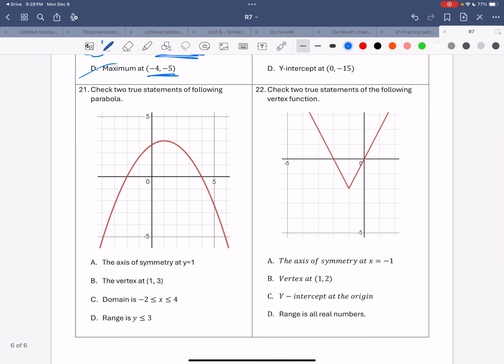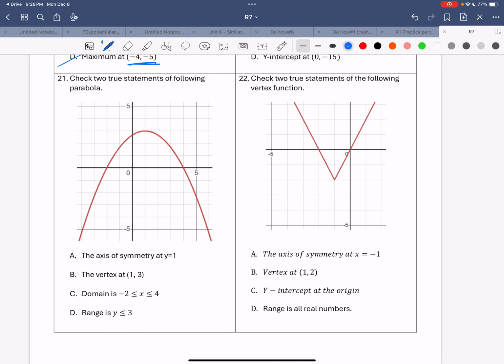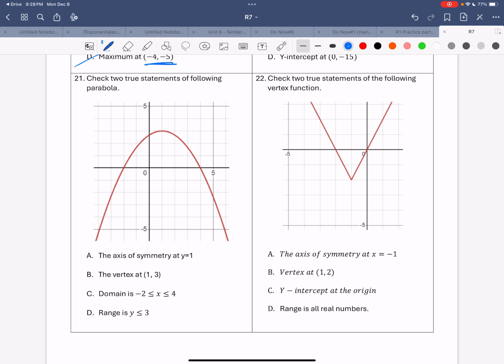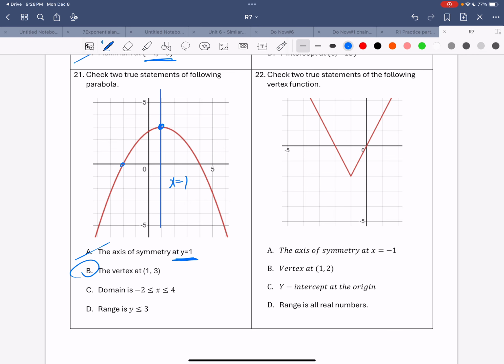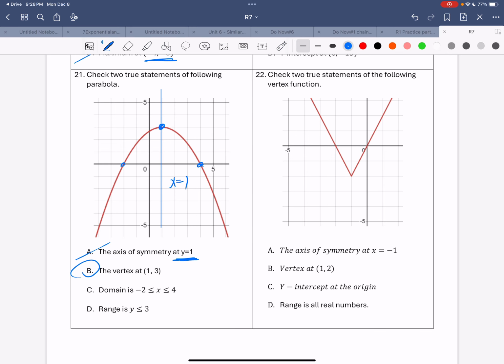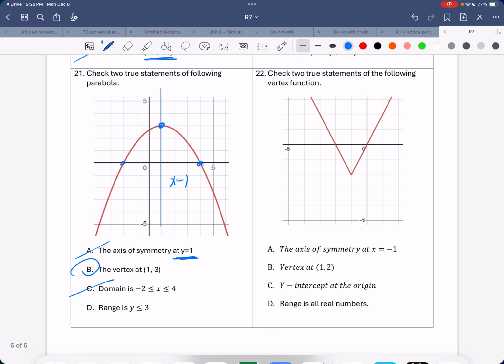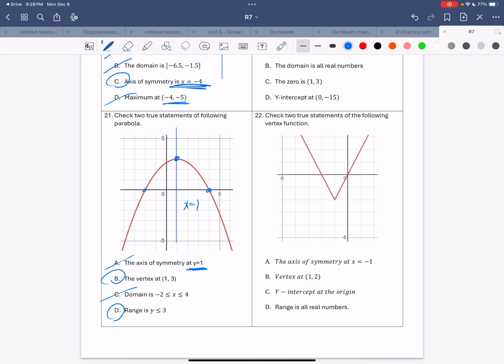All right, question number 21. Check the true statements of the following. Do you see the axis of symmetry is y equals 1? That's not true. This is the axis of symmetry, and that's x equals 1. So that's not true. Vertex is 1, 3. That's correct. Domain is negative 2, 4? No, that's a solution, not the domain. Range is y is less than or equal to 3. That's correct. So that's easy. You can try question number 22 by yourself.